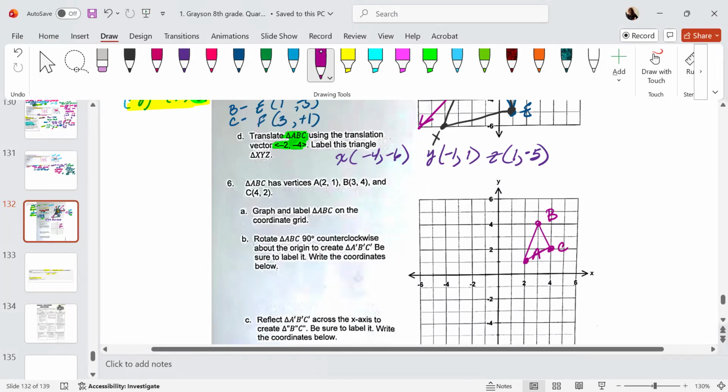Okay, you have this triangle, right? Perfect. A is done. What's B? Rotate ABC 90 degrees counterclockwise. So then you're going to create A prime, B prime, C prime, correct? When you do 90 degree counterclockwise, what's the equation? Negative y, x. Yes. Okay.